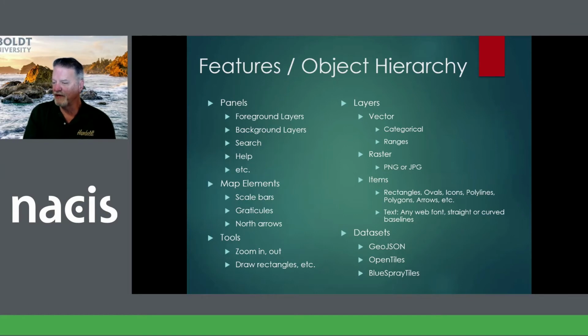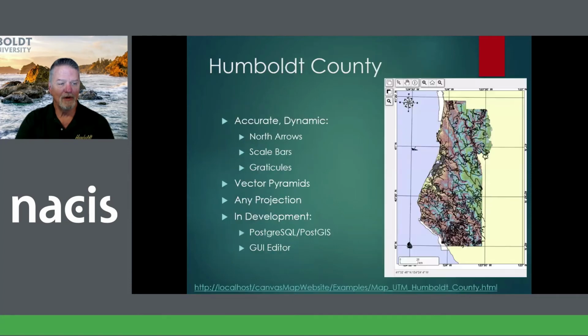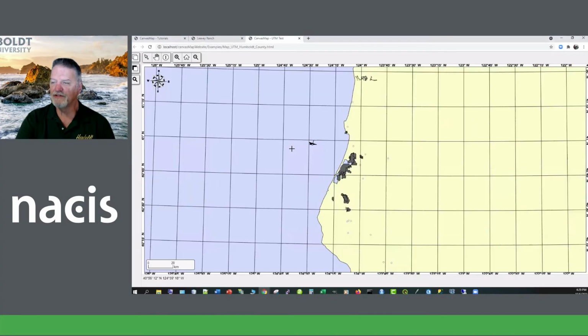It comes with a full drawing environment, so you can create rectangles, ovals, icons, polylines, etc. And then text, including curved or straight baselines. And again, the three different data sets it currently supports: GeoJSON, OpenTiles, and then Blue Spray tiles, which are raster and vector tiles combined into one. Here's another example showing those capabilities for Humboldt County.